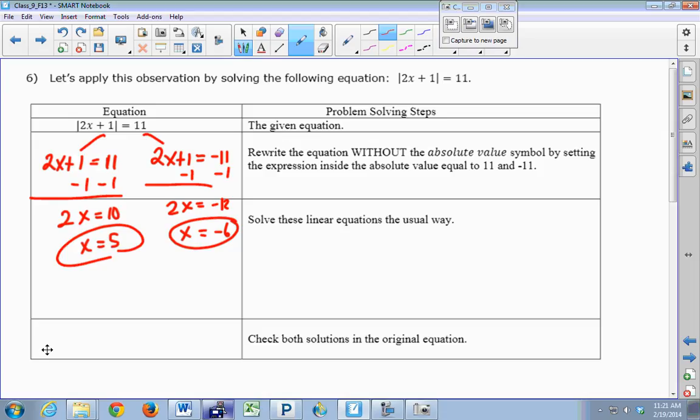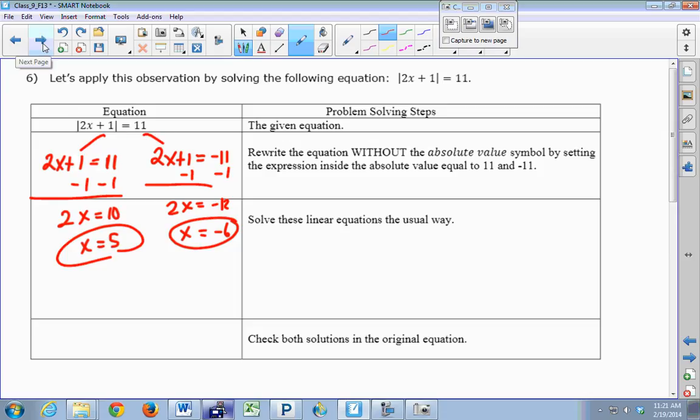Okay? Notice, I did not try to solve this absolute value until I dropped the symbols. Do not try to solve this as long as those absolute value symbols are there, because you'll only get one answer, if you try to, say, subtract 1 from both sides right now.